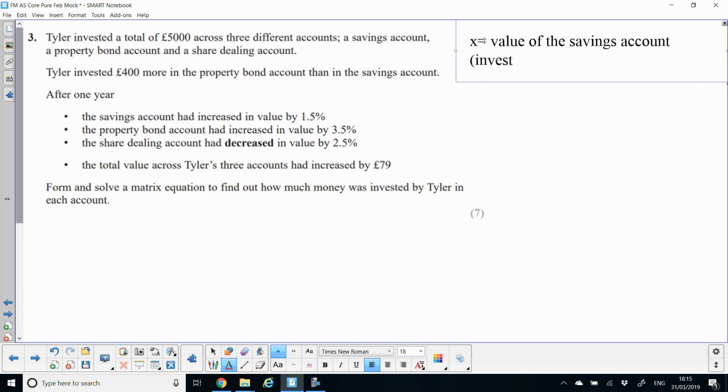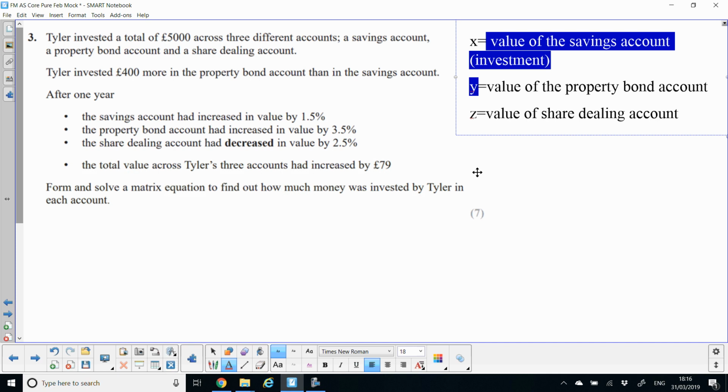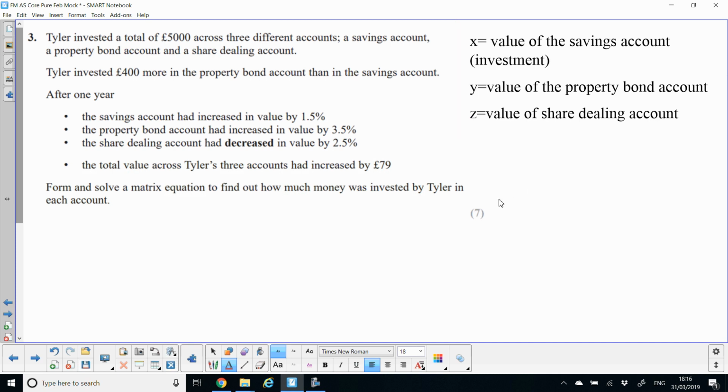when he invests it. y is going to be the value of the property bond account, and z is going to be the value of the share dealing account. Try and be as specific as you can, just to make sure you get all the marks in an exam. If you don't do that, you'll end up losing a mark.